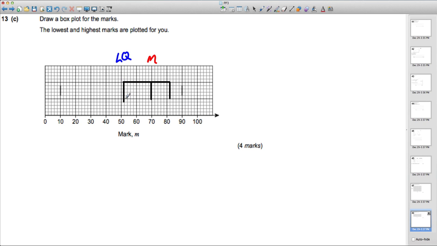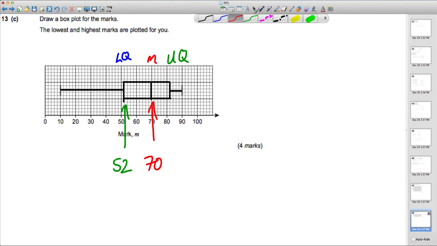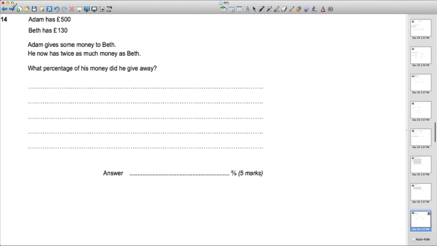Draw in a rectangle as follows, and a little line between there and the smallest. And that is our box and whisker plot. Okay, for 4 quite straightforward marks. Quite important you actually label your upper quartile and lower quartile. The lower quartile we're therefore saying is 52. The median we're saying was 70. And the upper quartile we're saying is 82. Okay, label them in as well.